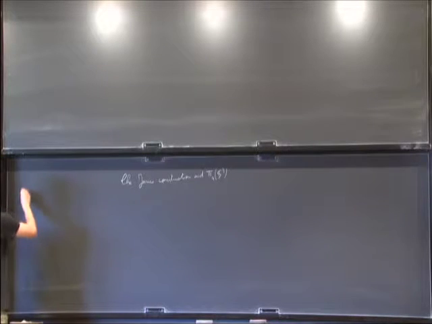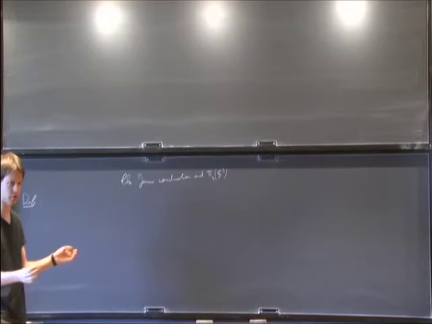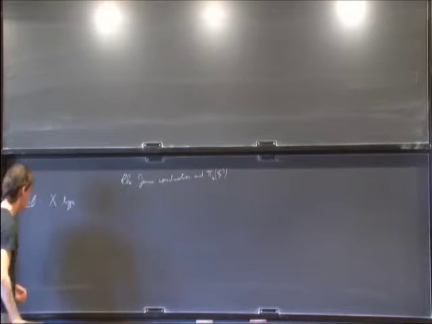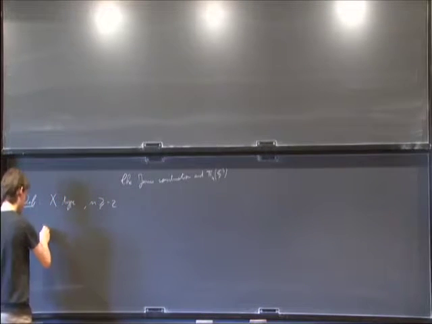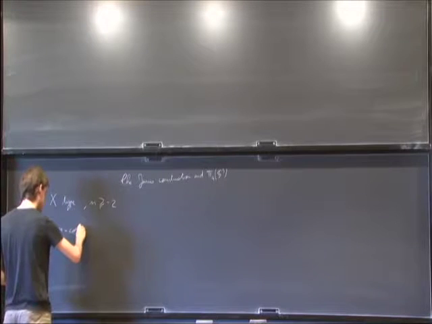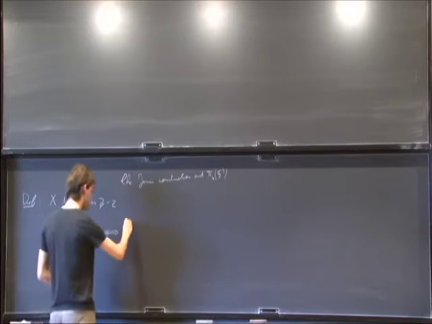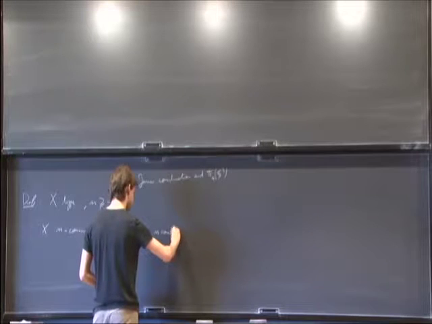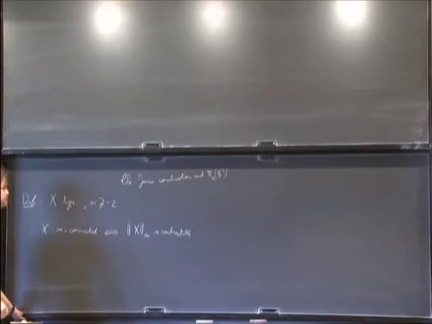OK, so I first recall the notion of connectedness of a space and of a map, because I will use that everywhere. Take X a type, and n at least minus 2. You say X is n-connected if and only if the n-truncation of X is contractible.